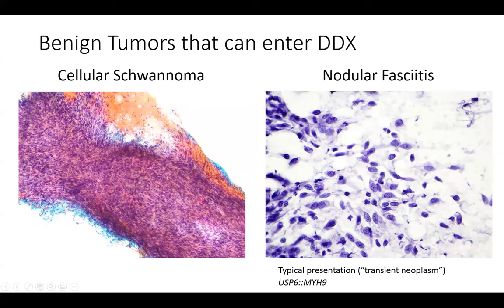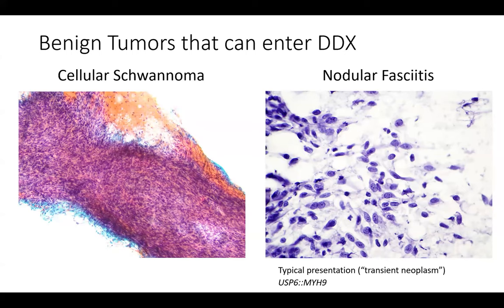And then you can see in these nuclei on the edge that these have very uniform spindled and buckled nuclei with these pointy edges. And of course, it will be positive for S100 and SOX10. You might also consider nodular fasciitis.